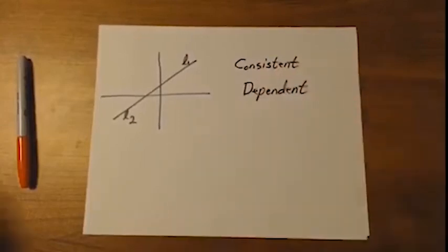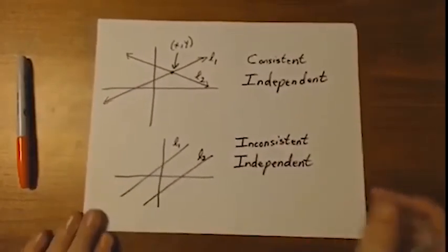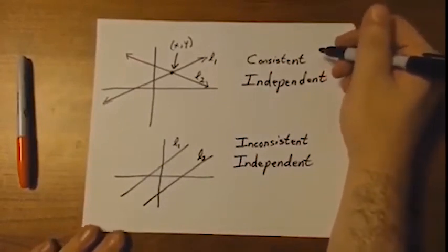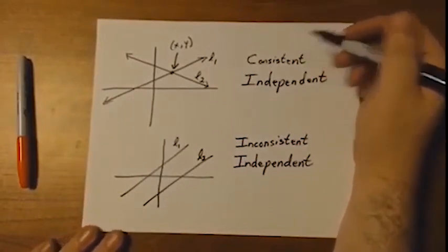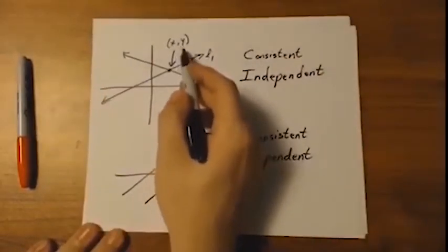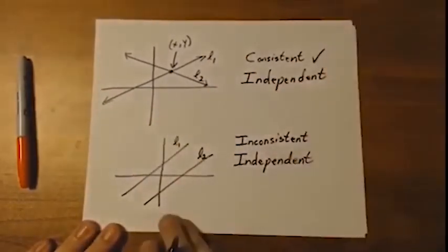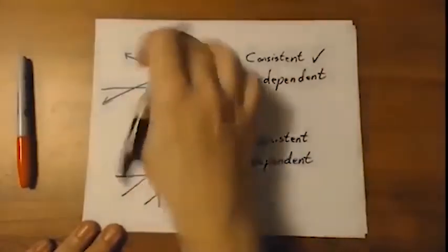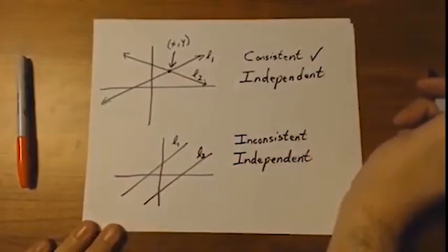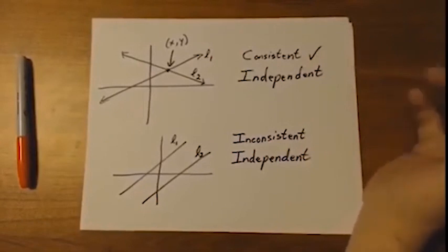So, consistent, inconsistent, dependent, independent, what do we mean by this? Well, consistency, whether it's consistent or inconsistent, is whether there is a solution or not. So this first example where the graphs intersect at one point, there is a single solution. There is a solution though, so it is consistent. Since the lines are different lines, they're independent. Different lines are going to be independent. The same line would be dependent.